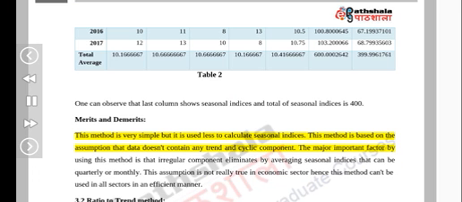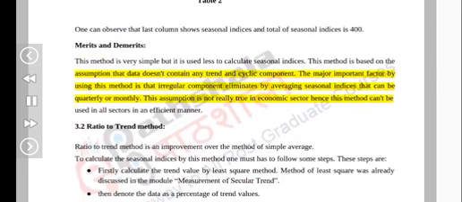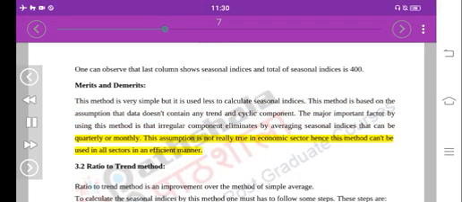This method is based on the assumption that data doesn't contain any trend and cyclic component. The major important factor in using this method is that the regular component is eliminated by averaging seasonal indices that can be quarterly or monthly. This assumption is not really true in the economic sector, hence this method can't be used in all sectors in an efficient manner.